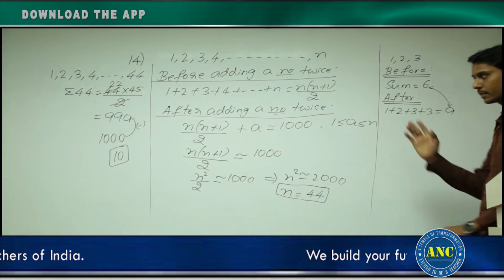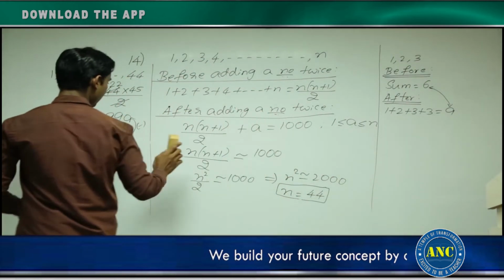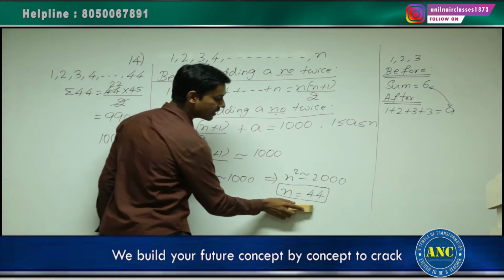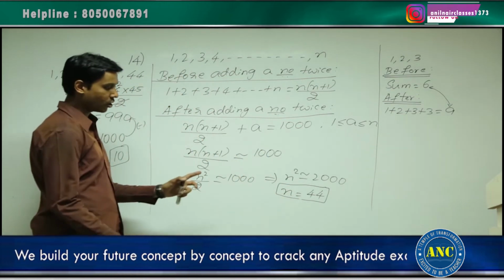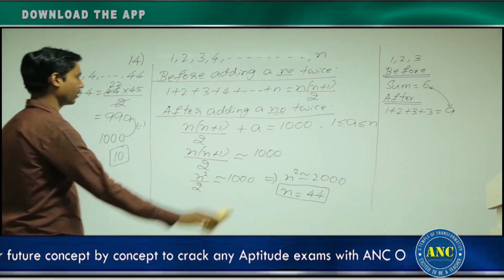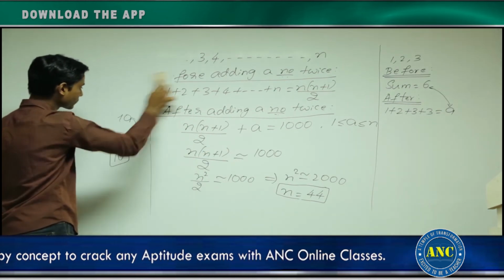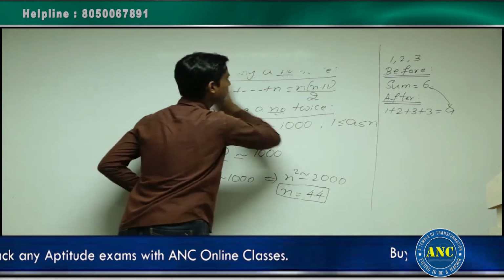Clear with the application? Now let us see how we can directly conclude that n is exactly equal to 44. Why not less than 44? Why not greater than 44? Please listen to this carefully.